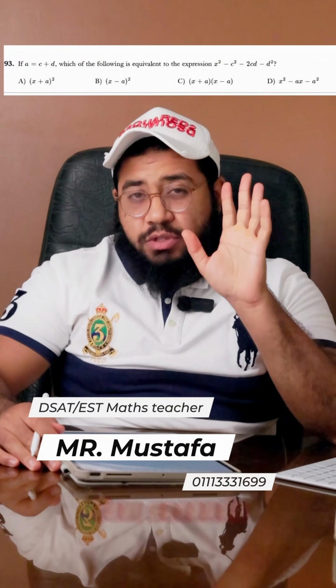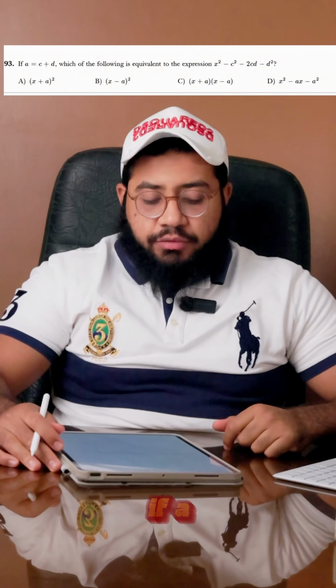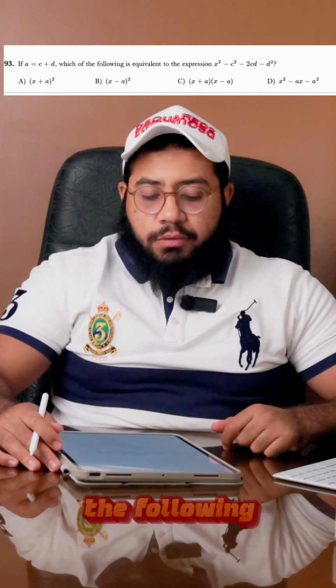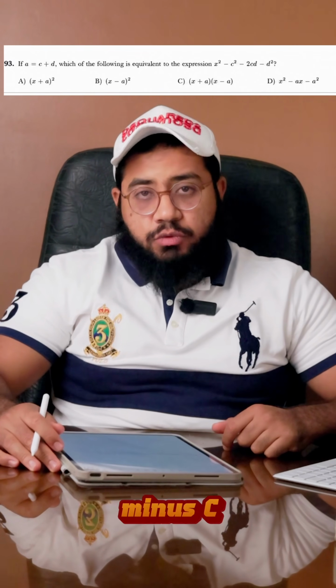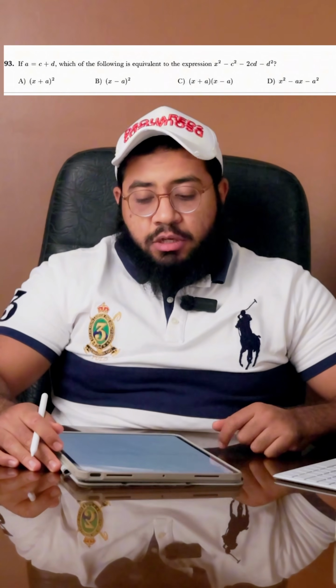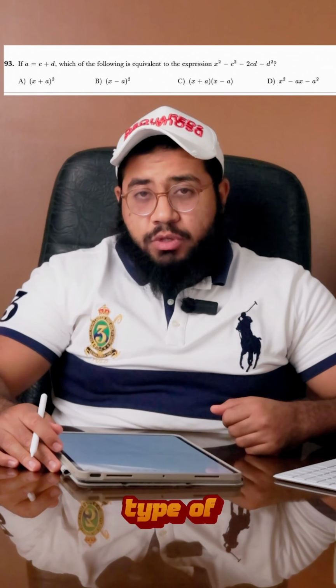Can you solve this question in just a few seconds? Let's see. It says, if a is equal to c plus d, which of the following is equivalent to the expression x squared minus c squared minus 2cd minus d squared? You can use Desmos for this type of question.